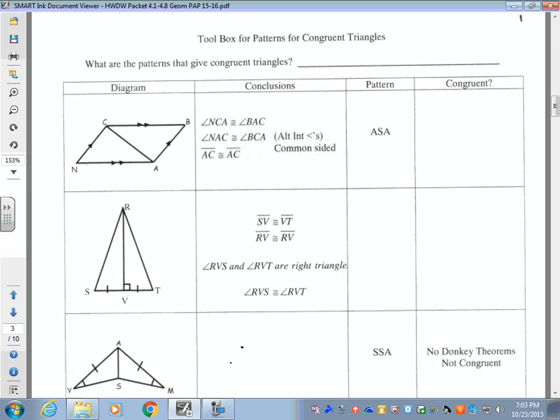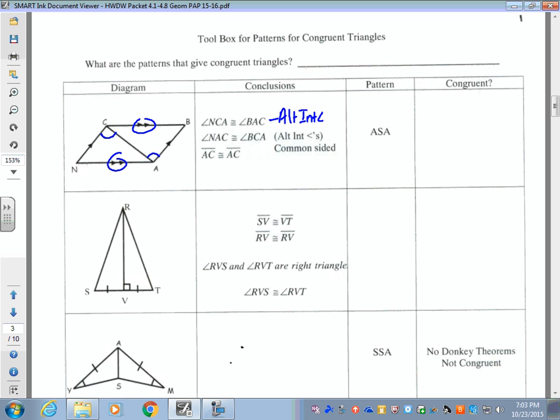Like the first one they wrote here is the angle NCA is congruent to angle BCA. We're going to mark that and we're going to explain why they made that conclusion. So NCA, and put an arc right there for that angle, and BAC. And the reason they were able to make this conclusion is because we have a set of parallel lines right here, and what we have are alternate interior angles.